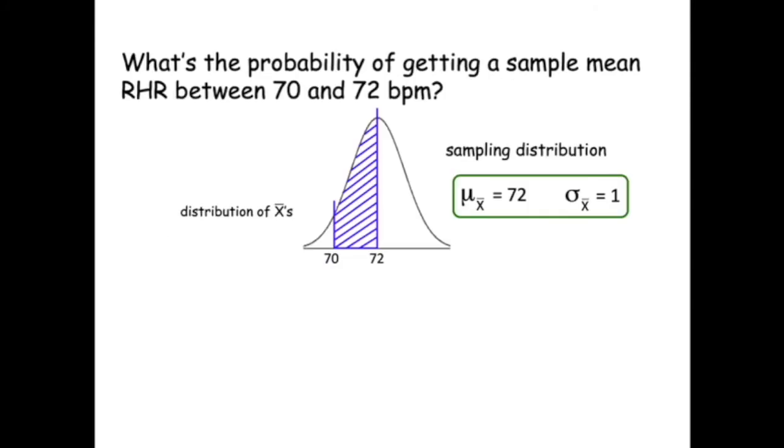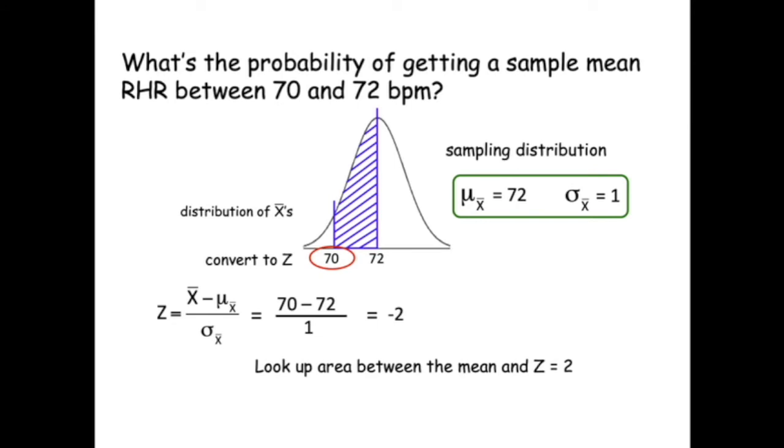Suppose we want to know the probability of drawing a random sample with a mean resting heart rate between 70 and 72 beats per minute. We can sketch out the area and then convert 70 to z. This z-score will tell us how far away from the mean of the distribution this value is in standard deviation units. This formula looks a little different than before because the parameters of the distribution are different. When we plug in the sample mean and the parameters of the sampling distribution, we get a z-value of -2.